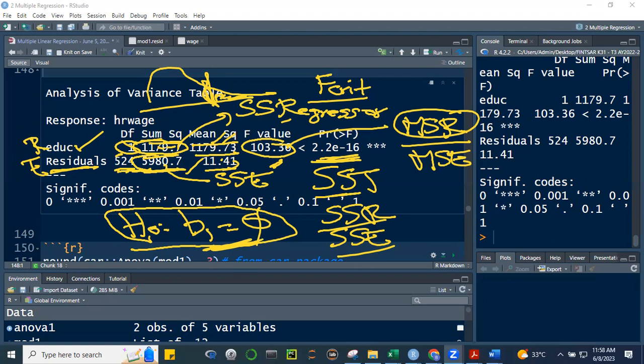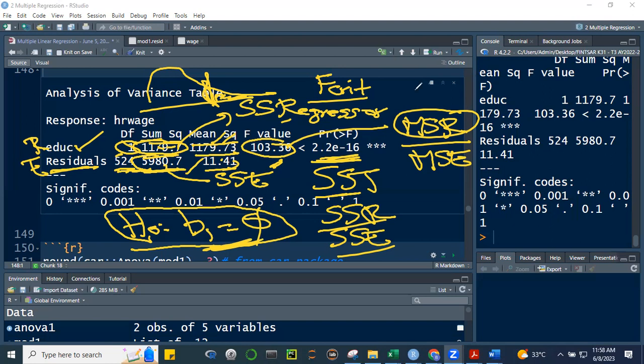Sir, can you repeat what's the difference between F value, P value, and T value? Okay. Yung T value, ginagamit natin dito sa individual t-test natin, sa regression natin.